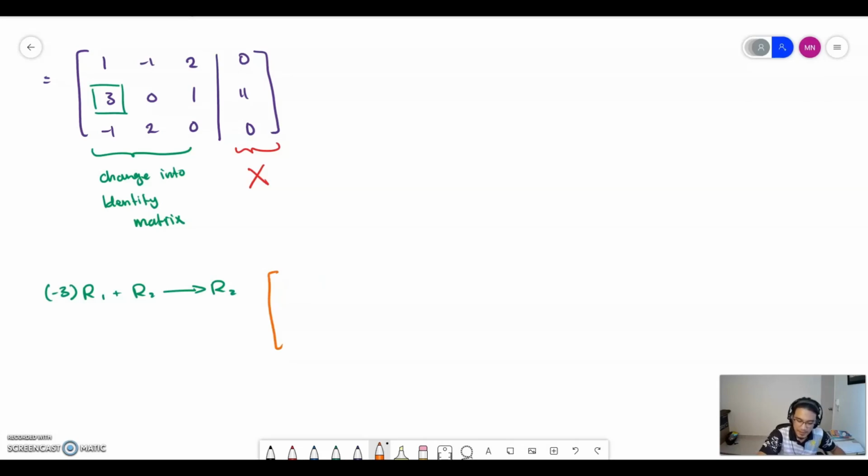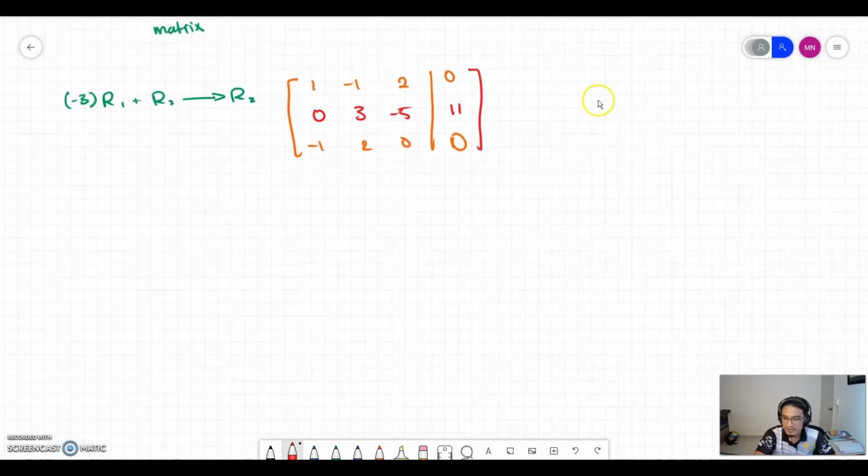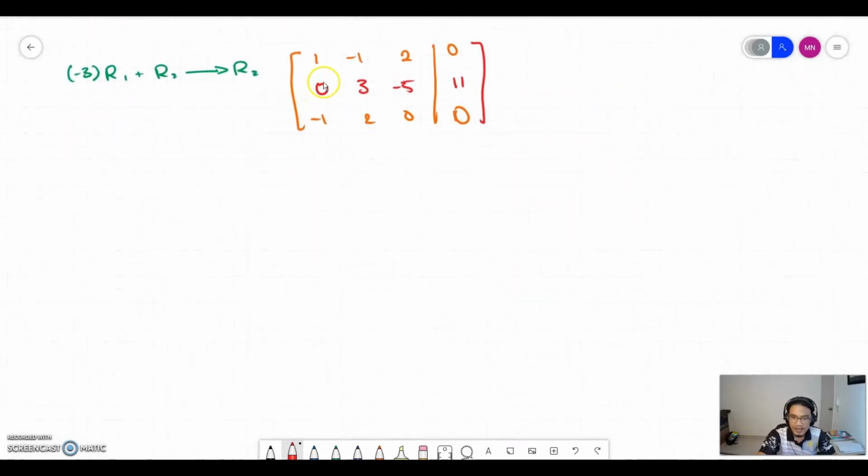So right here, we only want to change row number 2, so we just copy down the first and the third row, 0, 0. And now our new row number 2 is 0, 3 and negative 5, and on the right side will still be 11. And now that has become 0.